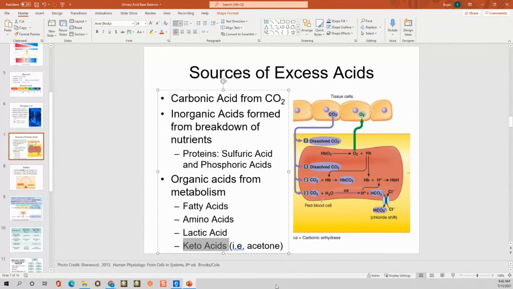But that's another source of acid. So if we have somebody that is literally on a ketogenic diet, they're going to have a lot of keto acids in their bloodstream. So their bloodstream will be more acidic than somebody else's. Does that make sense? Somebody that's exercising has a boost in lactic acid.